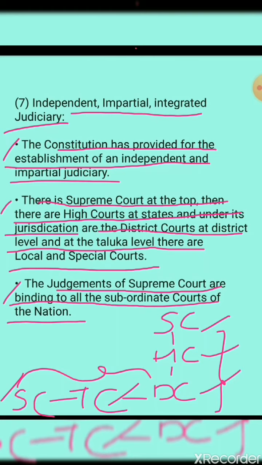Then what they're saying over here is that the judgment of the Supreme Court is binding. Whatever judgment is made by the Supreme Court, students, needs to be abided by the subordinate courts. The subordinate courts are the High Court, the district court and the taluka court. They need to follow the judgment of whom? That is of the Supreme Court, the top one.